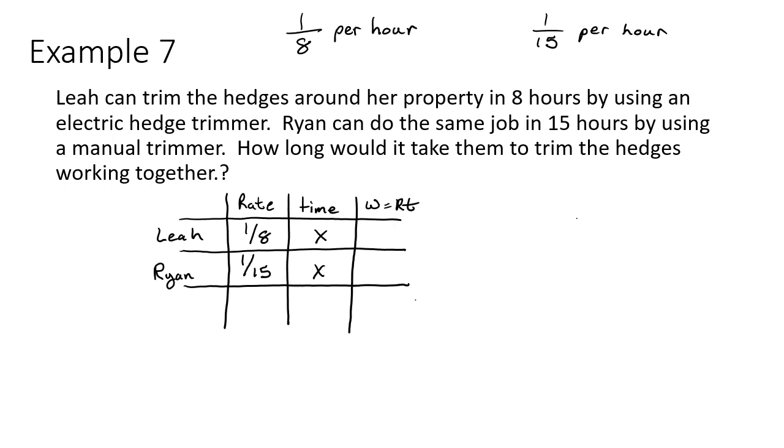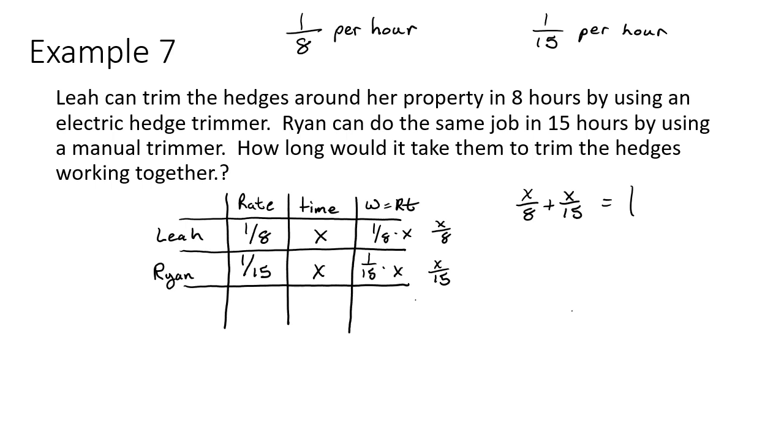Then Leia's total work done is 1/8 times X, or you could write that as X over 8. Ryan's work done is 1/15 times X, or X over 15. And if you add their work together, it's always equal to job completed, 1. So this is the equation that we want to solve for X.